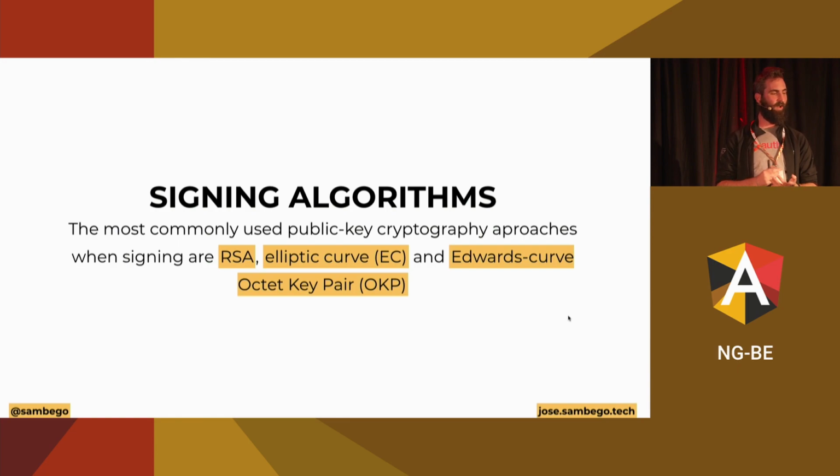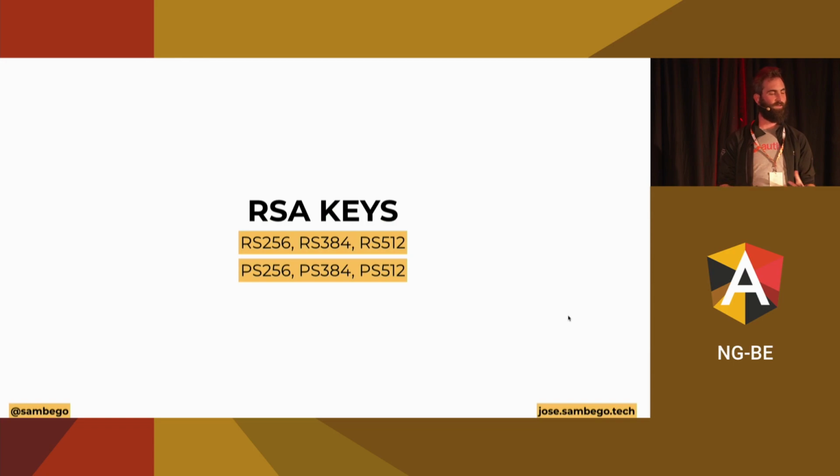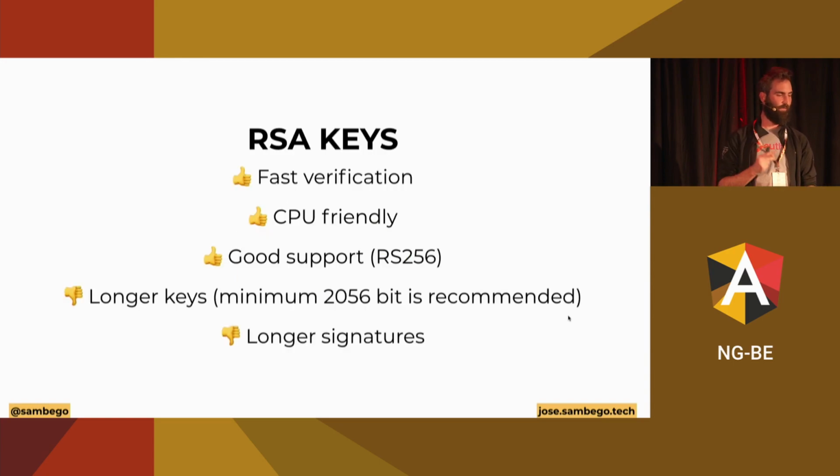So some of the more common algorithms are RSA, elliptic curve, and Edwards curve octet key pair, where RSA is the most common. You have a few algorithms that use RSA keys. RS and PS are the most commonly used, where the numbers, again, are the output length of the signature. The good thing is, they're very fast to compute because they're quite simple in terms of cryptography. They're also CPU friendly because the mathematical algorithm underlying them is not that complex. And they have good support, especially RS256 and the other bit lengths, because it's an algorithm that has been used on the internet and in programming in general for quite some time.